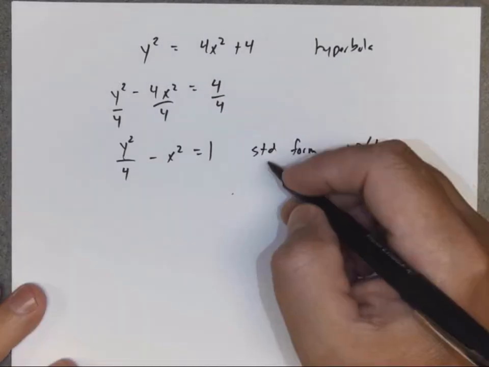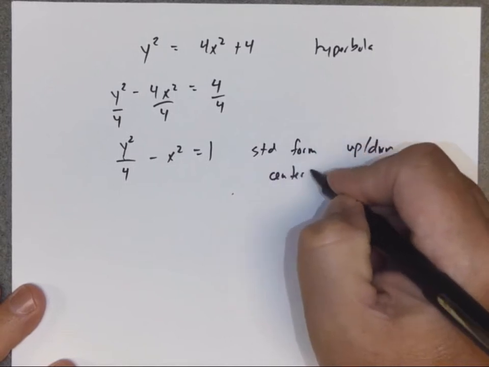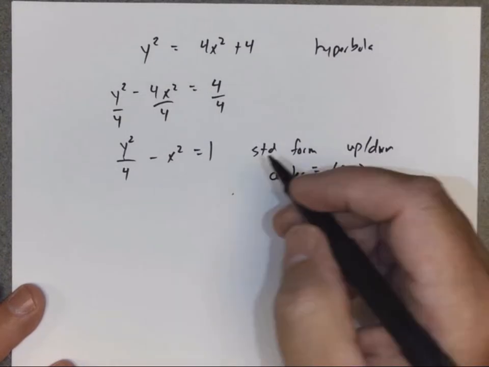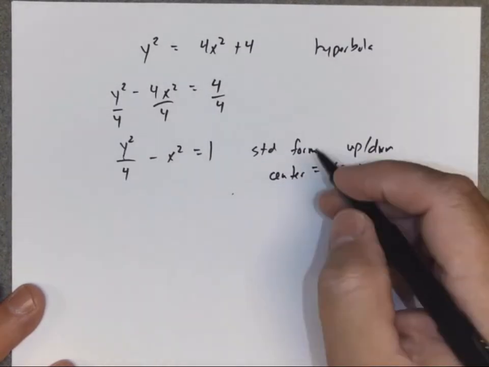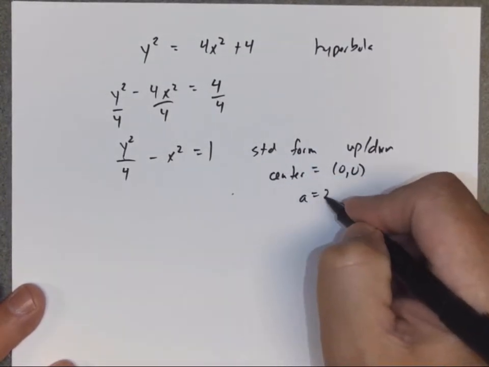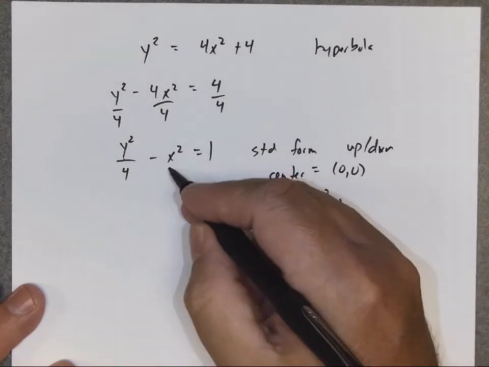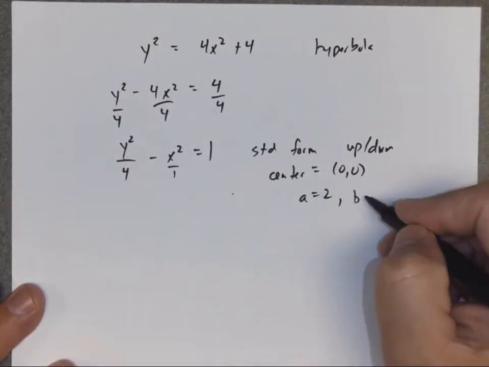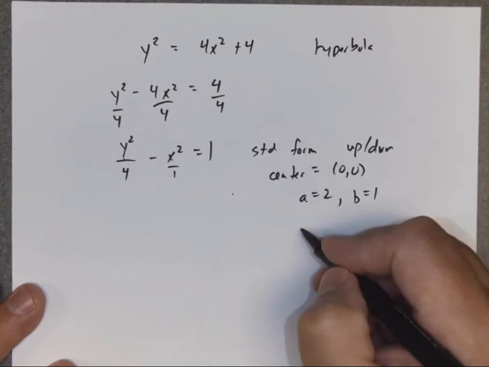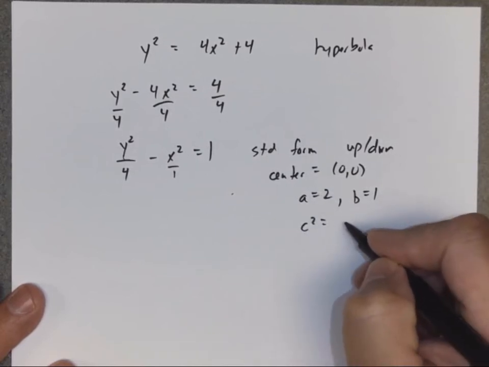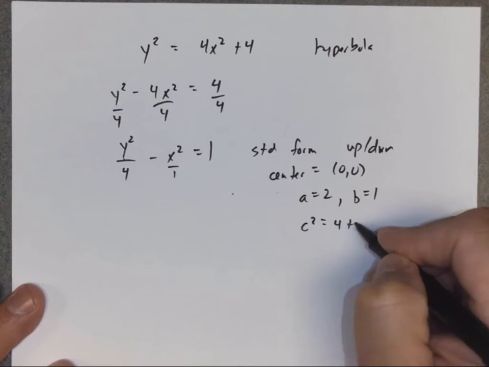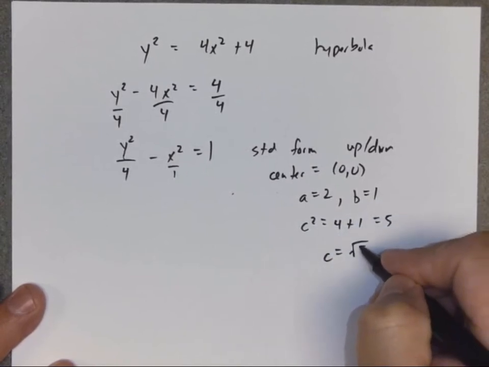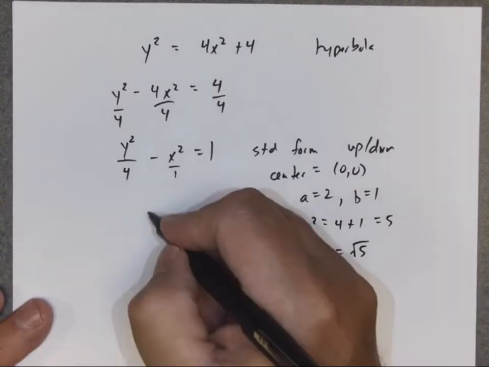Should go fairly quickly. We know the center, it's once again 0, 0. A squared is 4, which means A is 2. B squared is 1. You can think of a 1 being here, which means B is 1. C squared is A squared plus B squared, which is 5. So C is square root of 5.